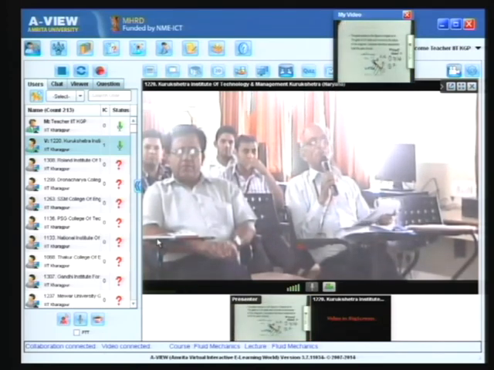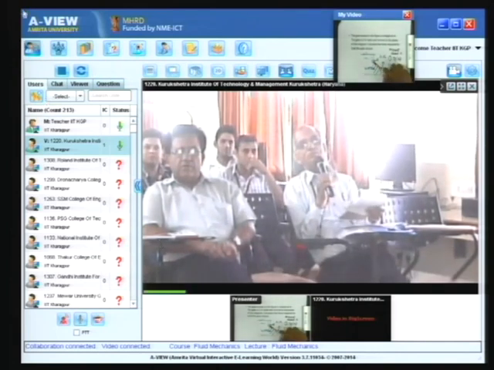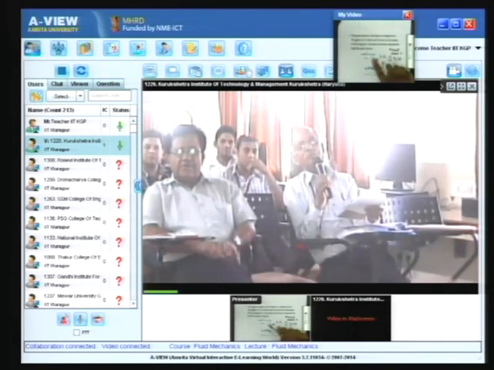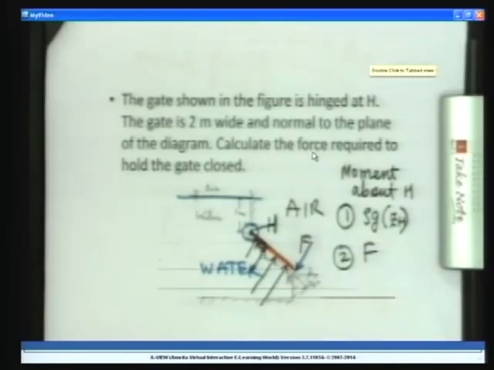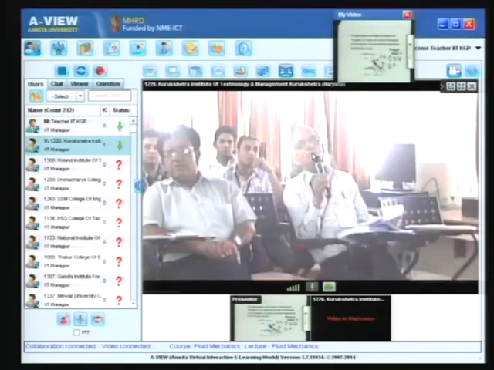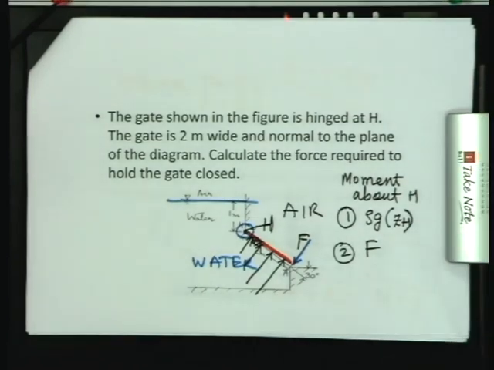So for example, here if you want to keep the gate closed, you want to apply a force here, so you need to know the moment if you want to solve this problem. If you know the resultant force and its point of application, then this problem can be solved very easily. So this is an example of an application where that is required.